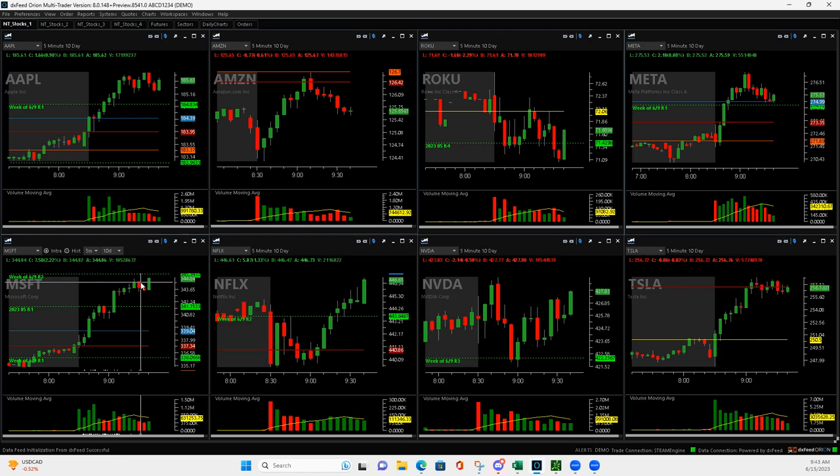Meta. Let's see over here. So played a continuation runner here. Pushed up, pulled back, I got long. It pushed up, got out of half, and then started to come back down and ended up getting out of it once it came down to here. So probably could have held a little bit longer, but with it coming back down, it ended up being a small losing trade.